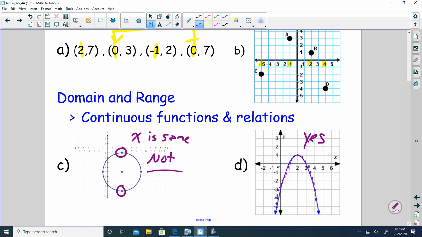If you had a parabola that opened sideways, which would be x equals something, if you have a parabola open sideways, that would not be a function. So don't always assume that all parabolas are functions. That's a big gotcha. So watch out for that.